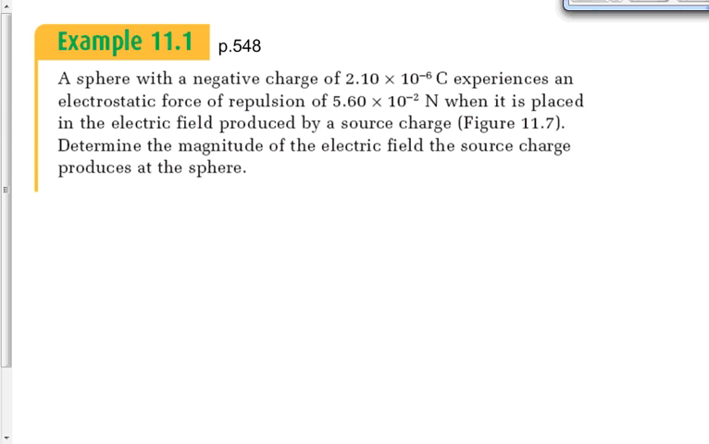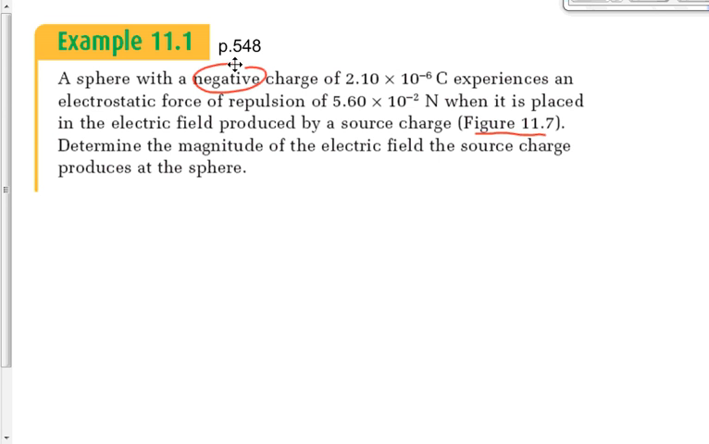It says a sphere with a negative charge of 2.1 times 10 negative 6 coulombs experiences a force of repulsion of this value when it's placed in an electric field produced by a source charge. Okay, there's a diagram in the book, but I purposely didn't put the diagram in here because I think you guys can do this without the diagram. Draw your own. What's the field source charge produced at that sphere?